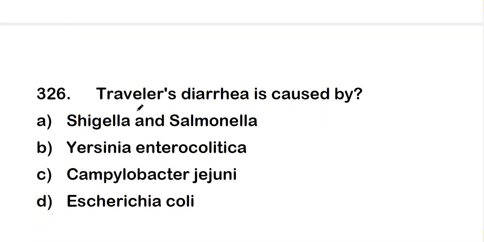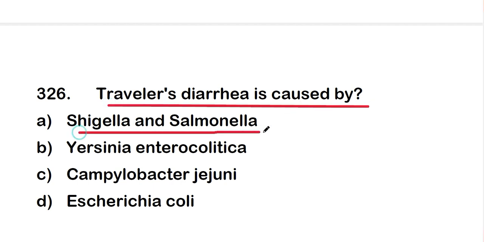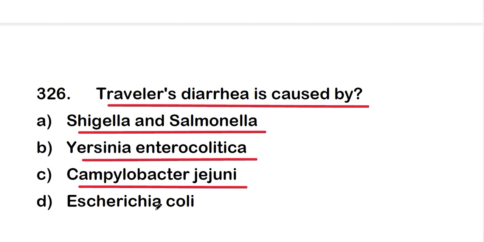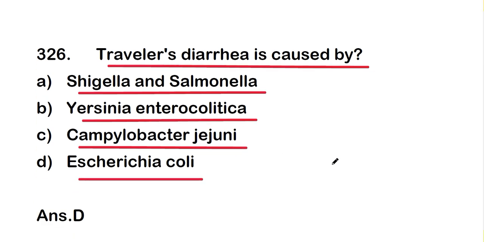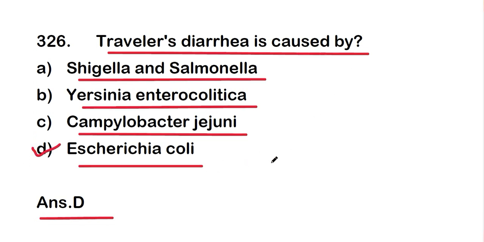So the next question is: traveler's diarrhea is caused by Shigella and Salmonella, or Yersinia enterocolitica, or Campylobacter jejuni, or Escherichia coli? And the right one is option D, that is Escherichia coli. So traveler's diarrhea is caused by Escherichia coli.